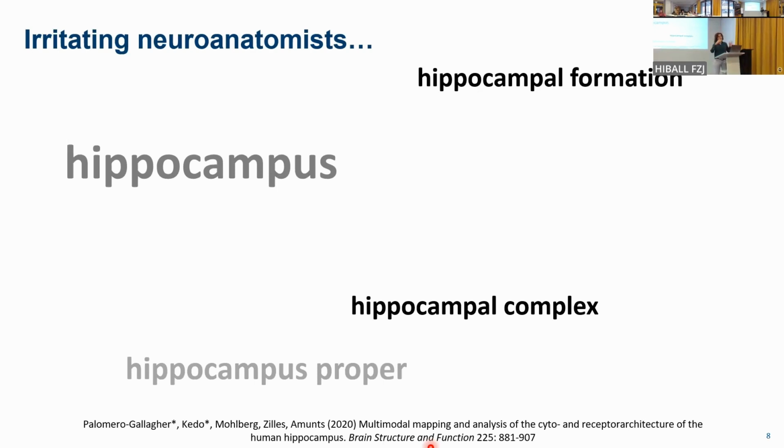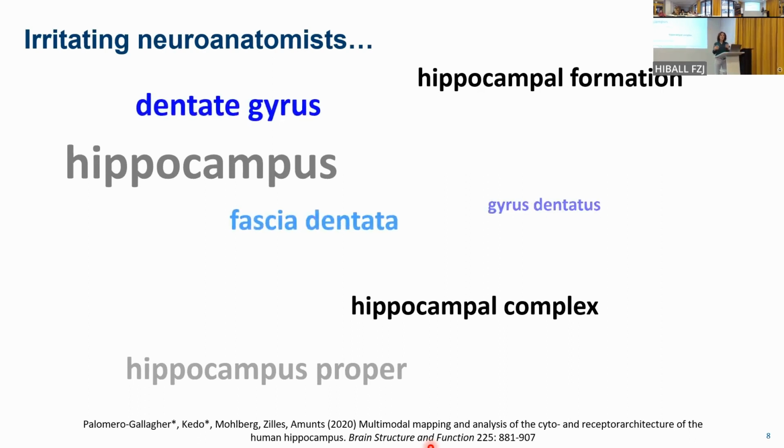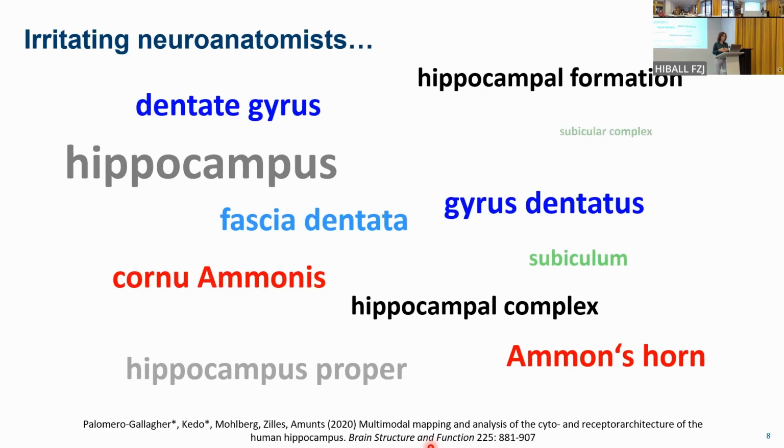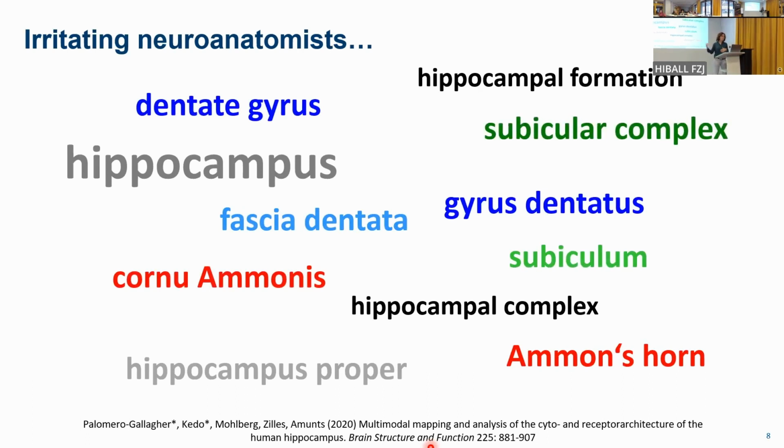So I will try and give you an overview. This is part of what today's talk is about, so that you learn the difference between some of these names. And just the same as you've got differences between hippocampus and hippocampus proper, we also have differences when we're talking about the cornu ammonis, the dentate gyrus, or the subiculum.